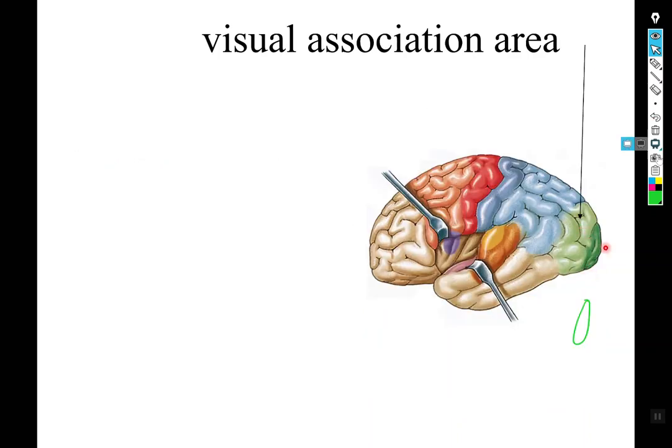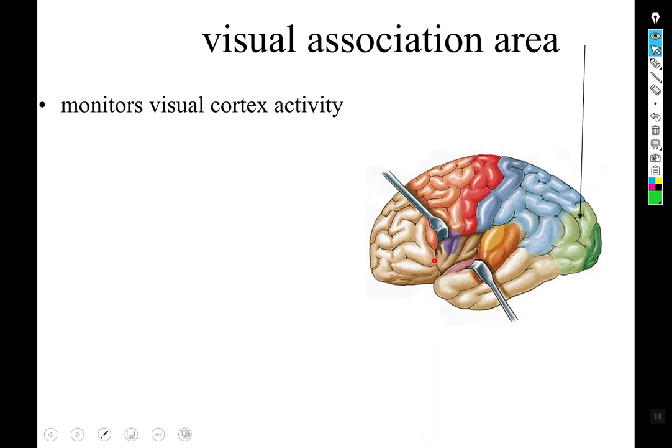All right, visual association area. Visual association area is right here, and that's from the example I already used. So this is going to monitor cortical activity in the primary visual cortex.